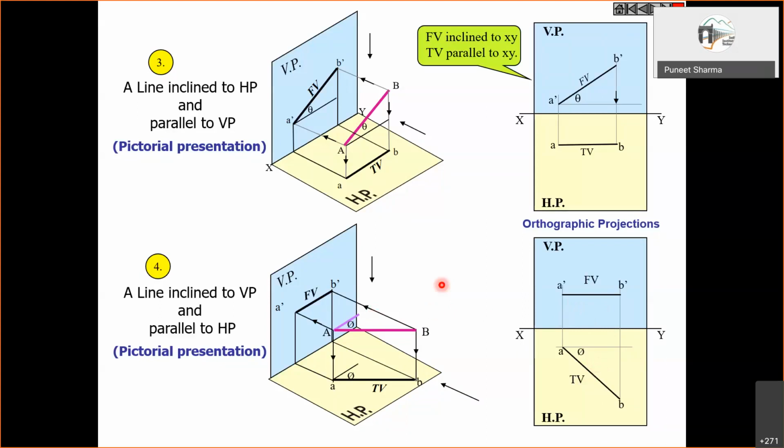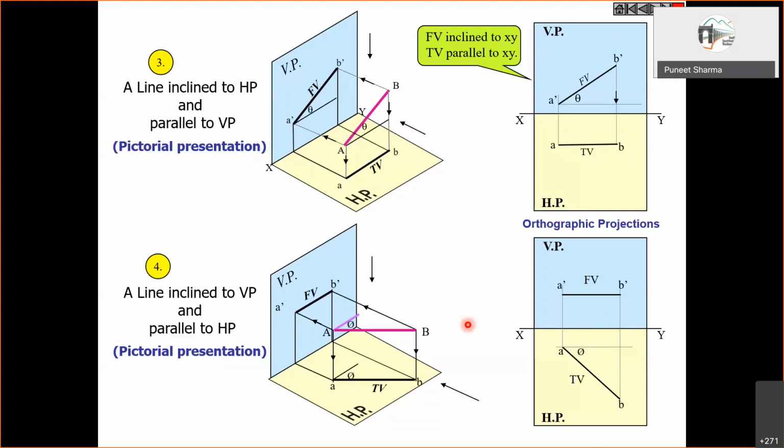Okay. So these are the things for these two cases. We have exactly opposite features of the front view and top view for the two cases.